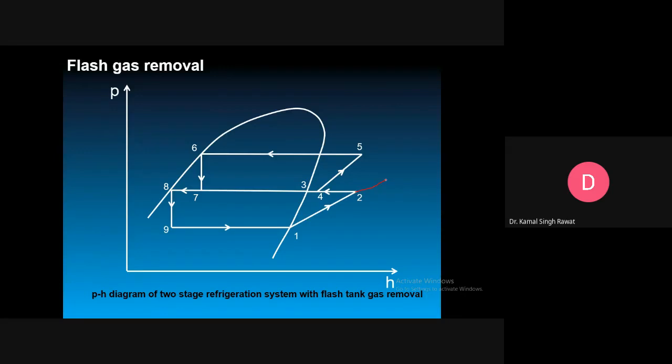If we use a single stage system, our compression work will be this. You can see this much. And when we do the compression in parts, we supply less work. So if we add these two works, it is less than this work. And apart from that, by using the flash gas removal, our refrigerating effect is also increasing.